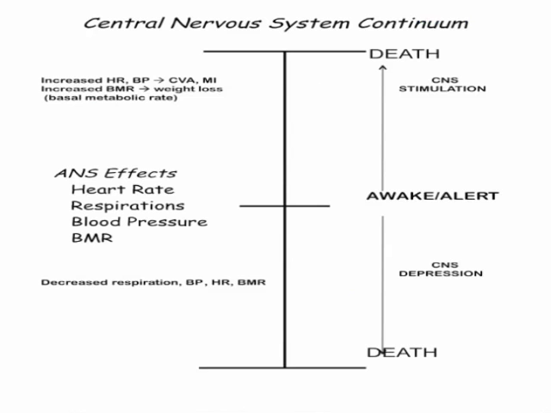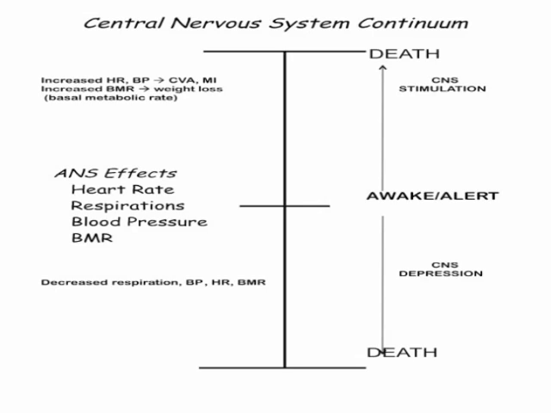In this diagram, the central nervous system continuum is displayed. In the middle, you will notice that it says awake and alert. As you go up the scale, you see that there's CNS stimulation, which could eventually lead to death. Things that we will see as we go down is CNS depression. The effects that are seen are on the autonomic nervous system, which include the heart rate, respiration, blood pressure, and BMR.